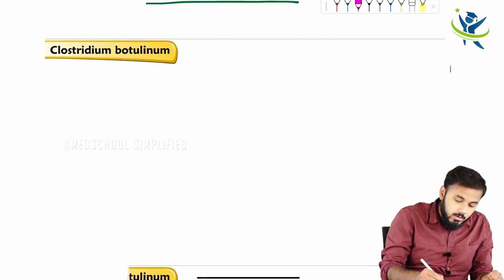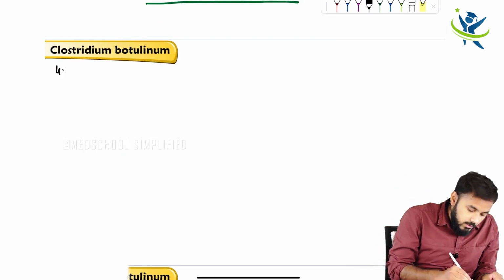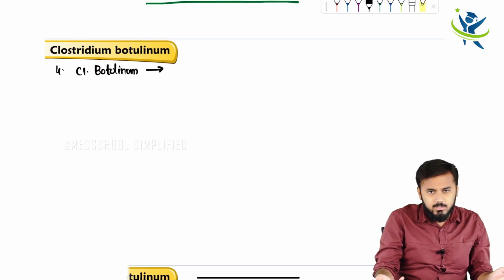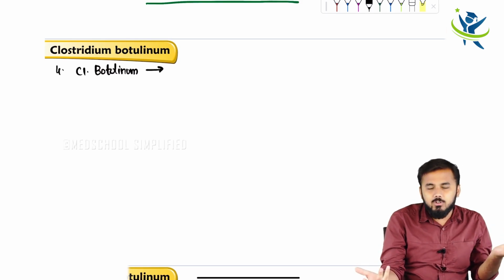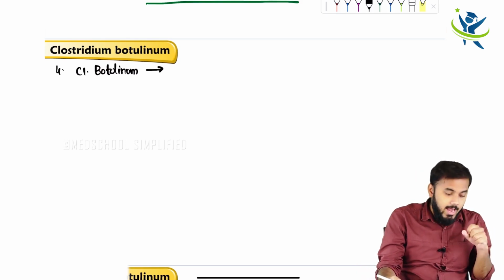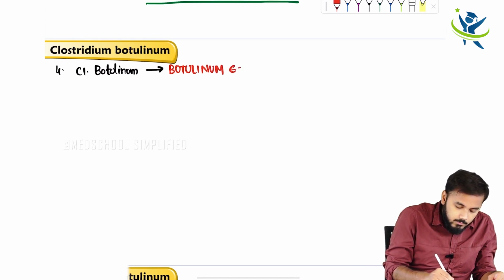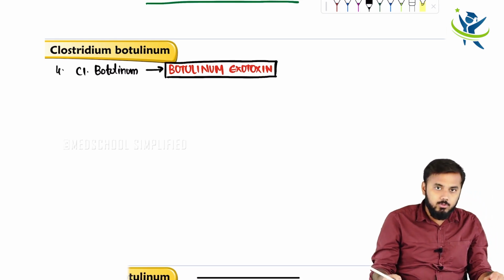Now, when we switch on to property number 4, all of you know that Clostridium botulinum releases a toxin. Every bacteria releases a toxin, right? But what is this toxin called? Obviously, it is an exotoxin. And what type of exotoxin I told you before? This is called botulinum exotoxin.